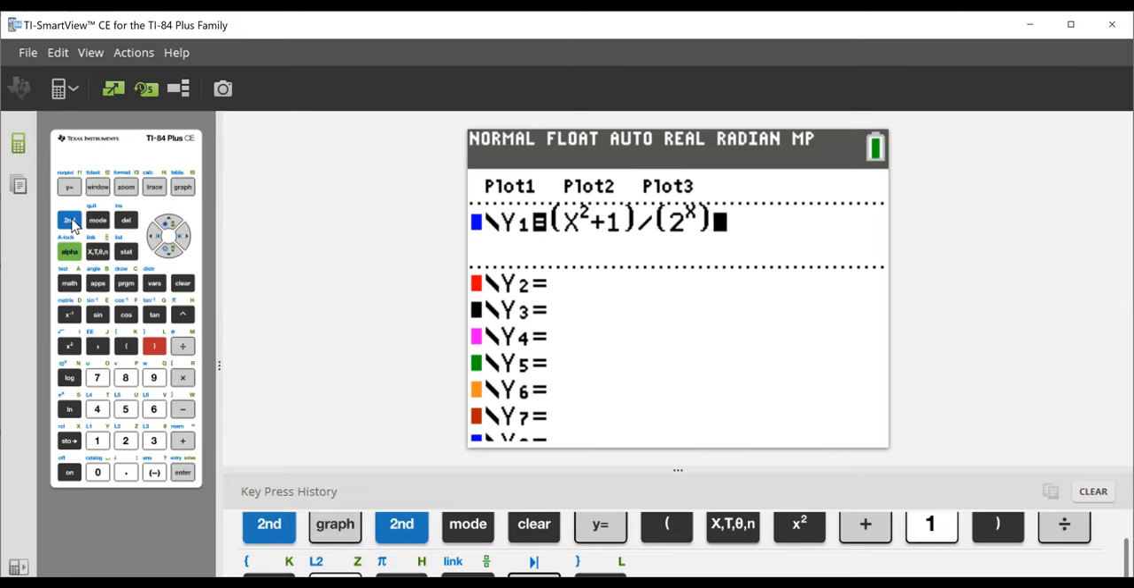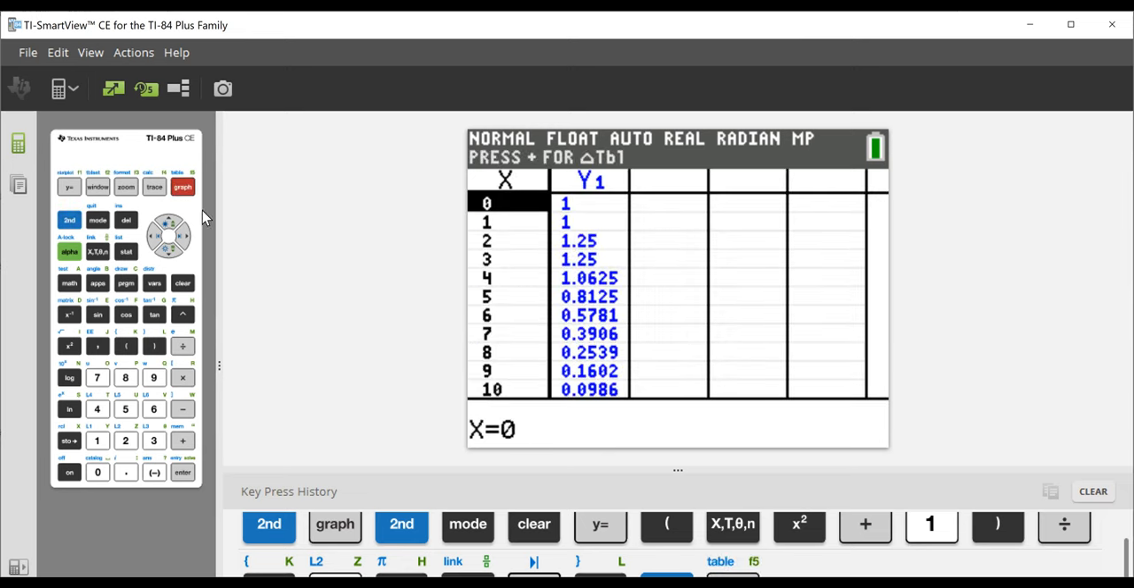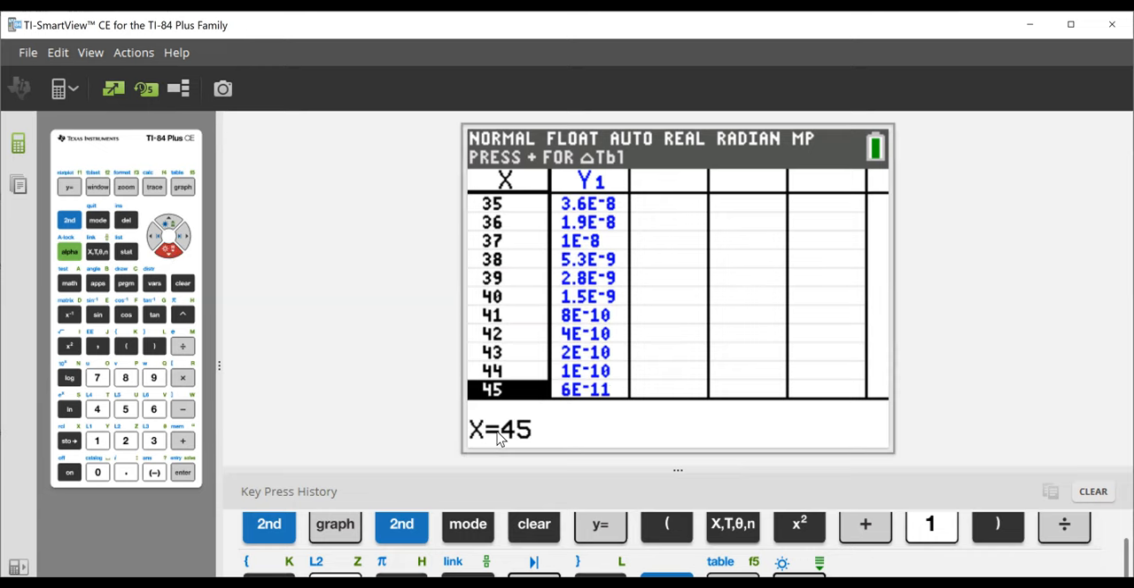Table is in blue, so press the blue second button, since our calculator is color coded, and then press table. Here, starting at zero, we have a sub zero, a sub one, a sub two, a sub three, a sub four, and so on. My claim is that this sequence is getting closer and closer to zero, and we're certainly seeing that.